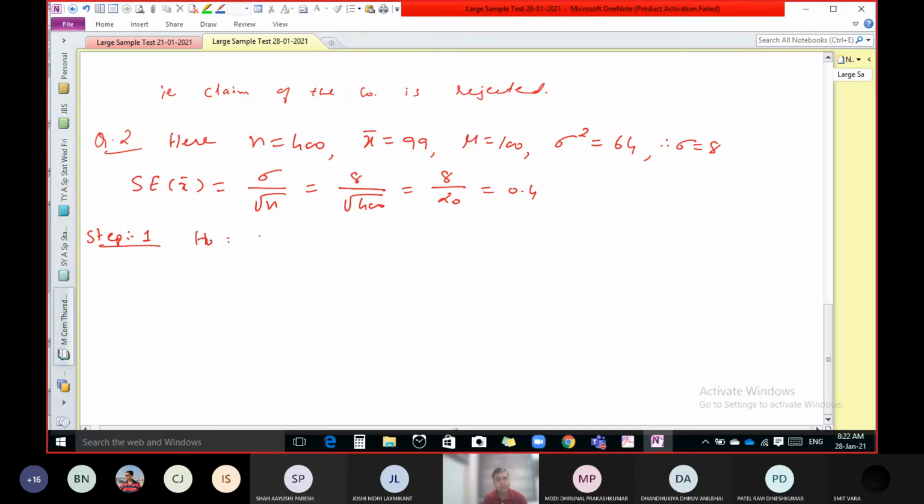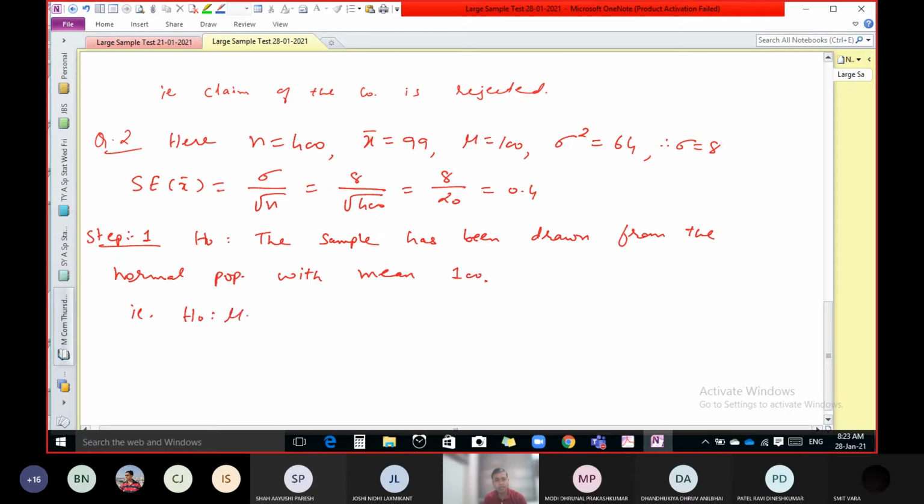Now step 1, H naught. The sample has been drawn from the normal population with mean 100. That is, you can say that H naught is mu equal to 100. Simply you can write like this, no problem at all. H naught: mu equal to 100, that is our null hypothesis.